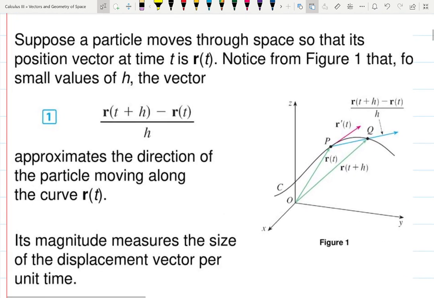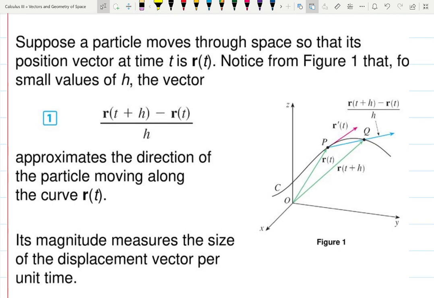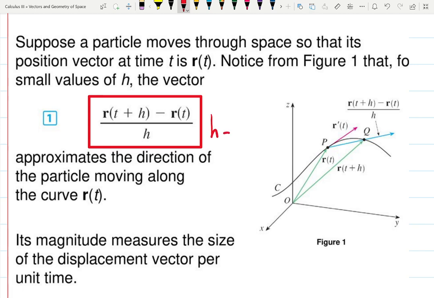This is important. Suppose a particle moves through space so that its position vector at time t is r of t. We know that. The picture, ignore it for now. I will show you how to draw it. Then write down this formula. This formula represents the particle moving along the curve. So for small values of h, remember we did it in calculus 1. I was literally teaching this on Wednesday for my calculus 1 class. The difference in output over the difference in input, rise over run. You remember that from calculus 1, with h being small. That's how we derive the first derivative.